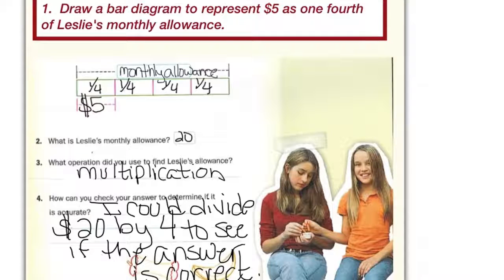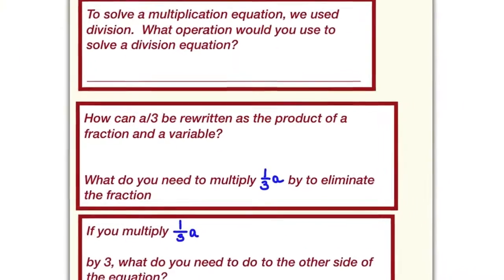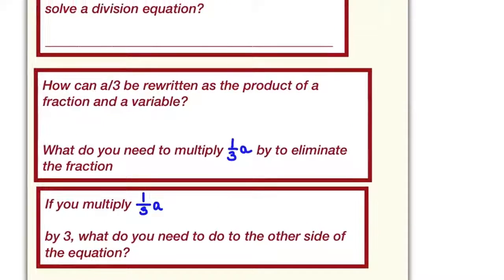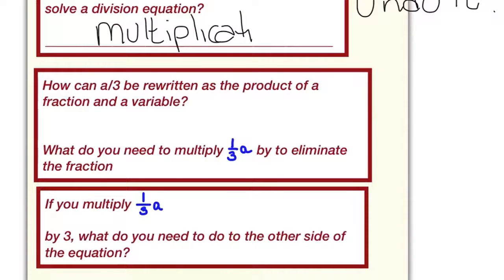Okay, to solve a multiplication equation, we used division. What operation would you use to solve a division equation? Think about undoing it. Okay, undo it. We always use the opposite operation. So if we use division to solve multiplication equations, we should use multiplication to solve division equations.